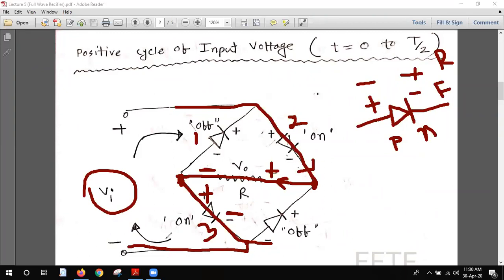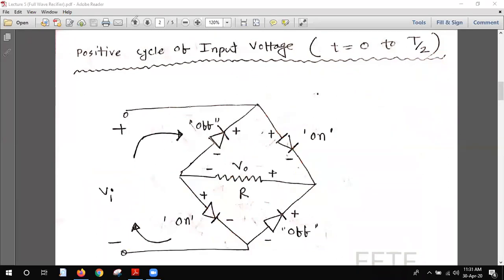So basically you see that if I mark, there are 4 diodes, 1 2 3 4. When the positive cycle moves, these two diodes, 1 and 4, will be off, that means reverse biased. And diodes 2 and 3 will be forward biased, and the voltage will be applied in the resistance. Okay, so you see the conduction.